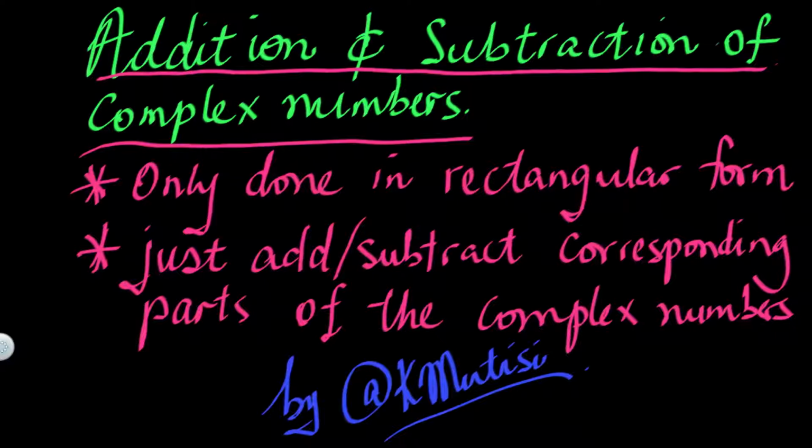The process is as simple as you add the corresponding parts of the complex numbers. What I mean here is you add the real parts of the complex numbers and you also add the imaginary parts of the complex numbers. Let us do an example just to illustrate this.